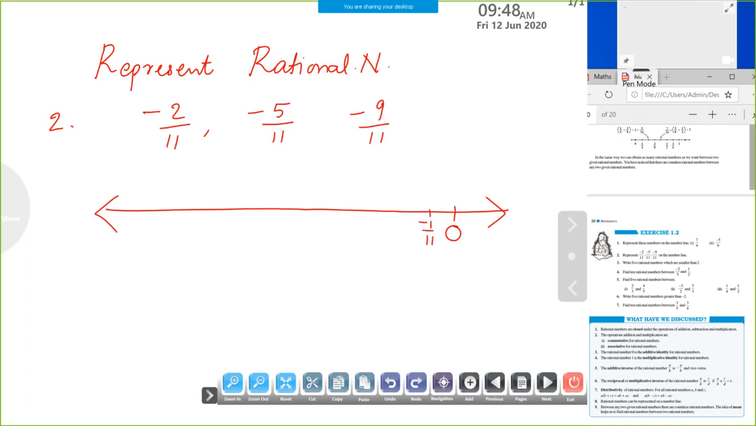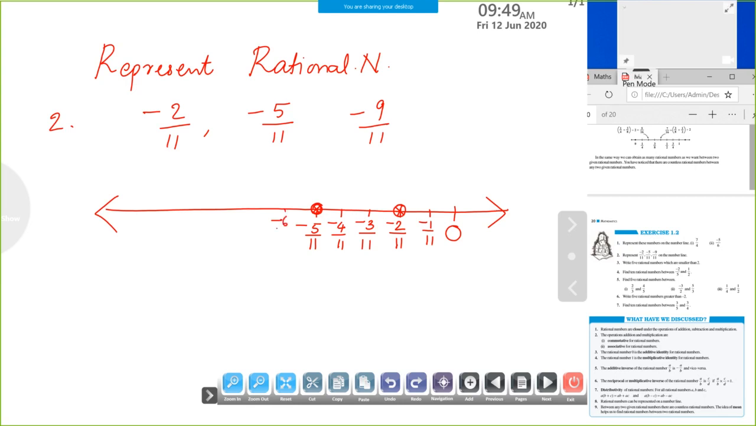Minus 1 by 11. This is minus 2 by 11. This is the first number I needed, so mark it. You also mark it, otherwise you may forget to mark it later. Next, minus 3 by 11, minus 4 by 11. Next number I have is minus 5 by 11, so immediately mark that number also because you need it on the number line.